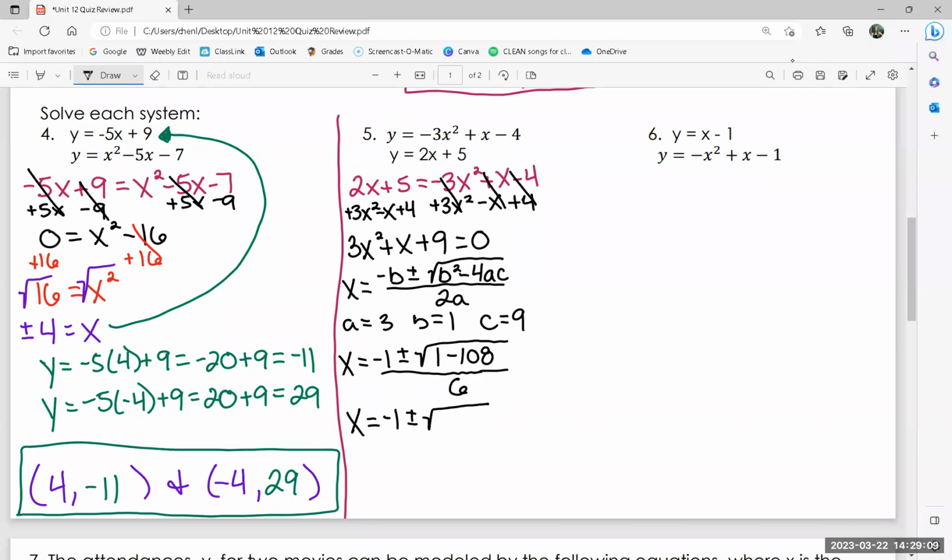Okay, when I do 1 minus 108, I get -107 all over 6. Now, a negative under the radical means that this is going to be imaginary. We're not looking to find imaginary solutions, so we would just stop right there and say there are no real solutions. And that would be our final answer.